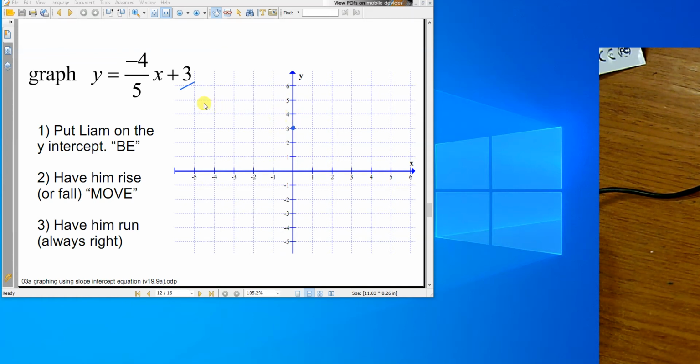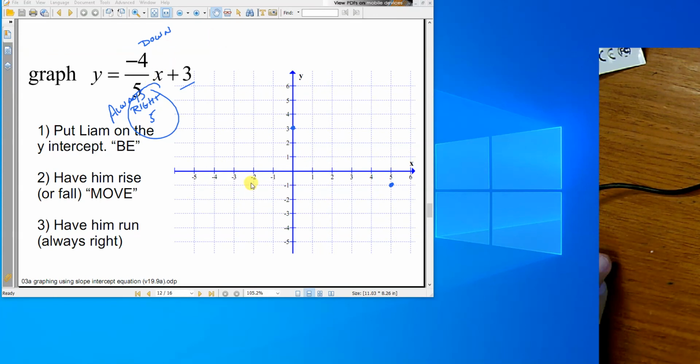How does he want to move? Well, this means he wants to go down 4, and he always goes to the right. So he'll go right 5. Down 4, 1, 2, 3, 4, right 5, 1, 2, 3, 4, 5. Always right. And then I connect the dots and I have a line.